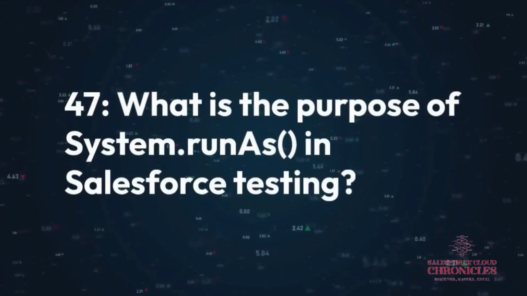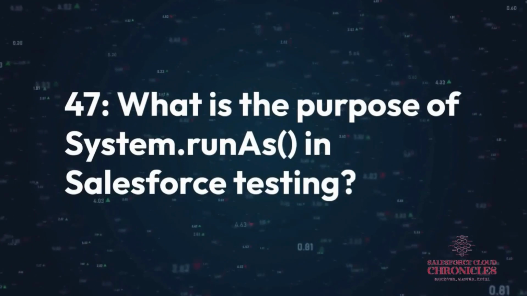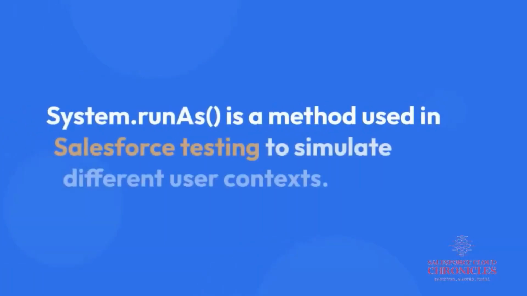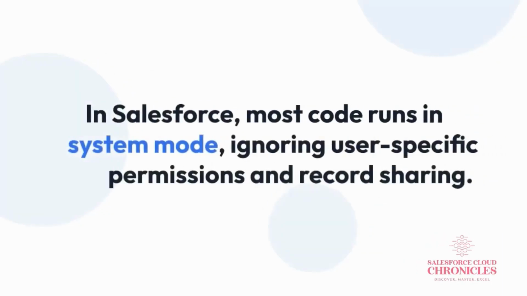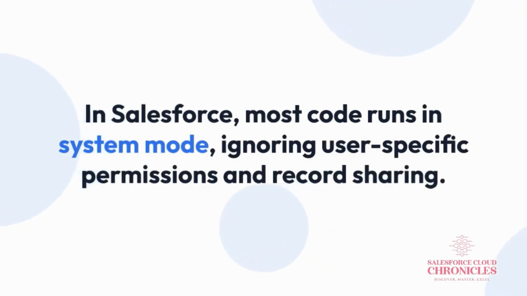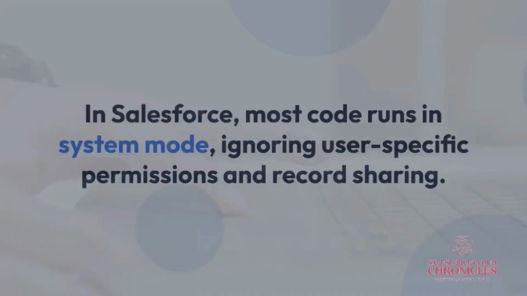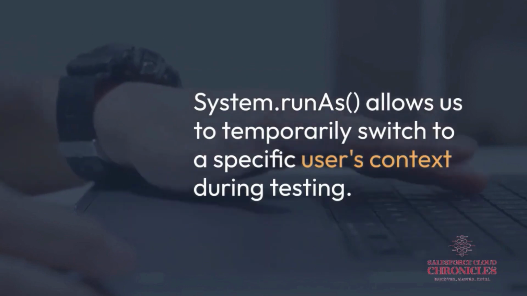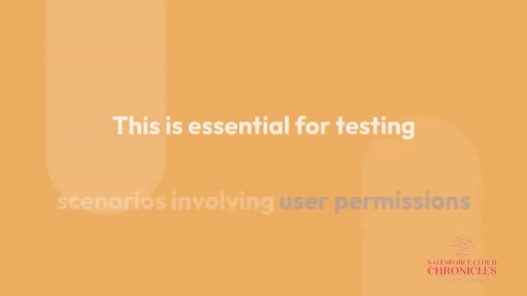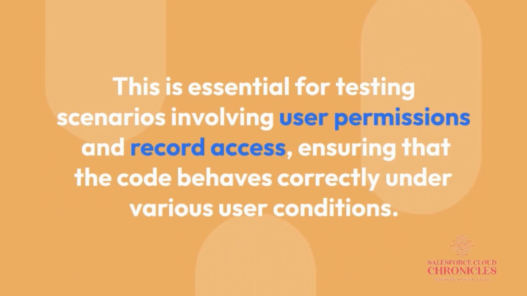Question 47. What is the purpose of System.runAs in Salesforce testing? System.runAs is a method used in Salesforce testing to simulate different user contexts. In Salesforce, most code runs in system mode, ignoring user-specific permissions and record sharing. System.runAs allows us to temporarily switch to a specific user's context during testing. This is essential for testing scenarios involving user permissions and record access, ensuring that the code behaves correctly under various user conditions.